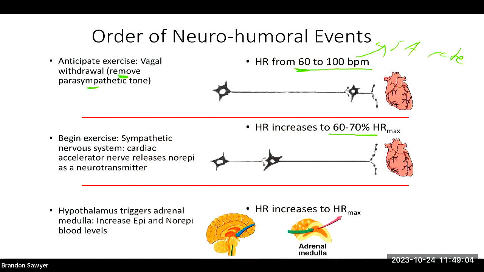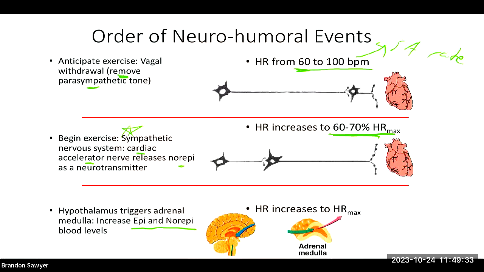To get up to about 60 to 70% of our max, this can be primarily driven by the cardiac accelerator nerves, increasing their release of their neurotransmitter, norepinephrine. Okay, but then to get it up above that, we definitely need the epinephrine and norepinephrine released from the adrenal medulla to make our heart rate get all the way up to max. Okay, so that's really the basics of how our heart rate increases.